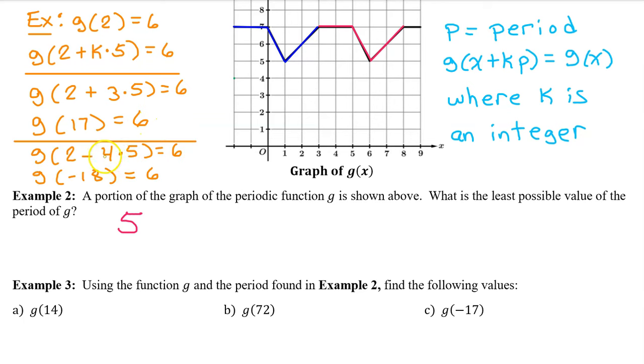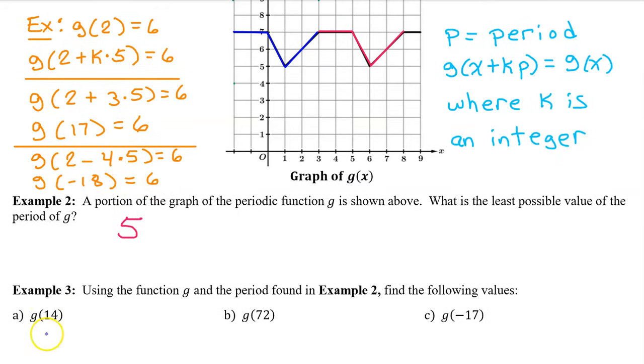Let's do one more with a negative multiple. If I take that input value of 2 and I add negative 4 times 5, I should still get an output value of 6. So that's negative 2 minus 20, which is negative 18. So g at negative 18 will still equal 6.